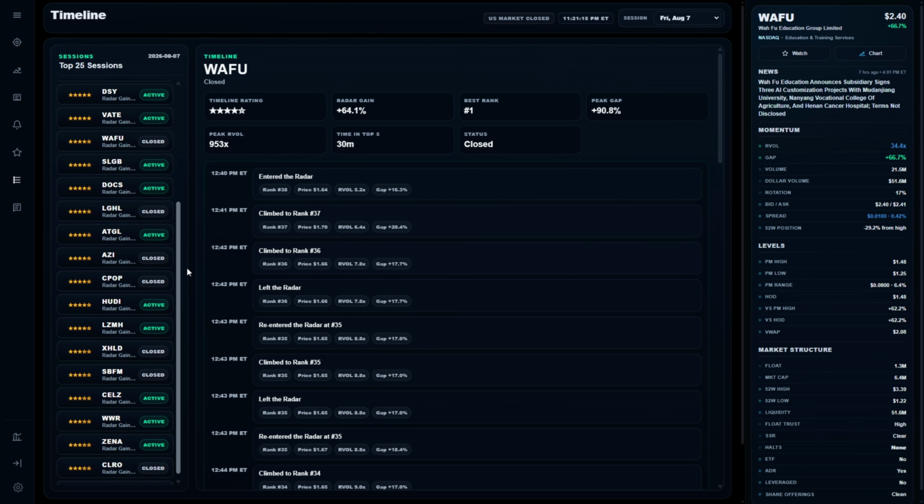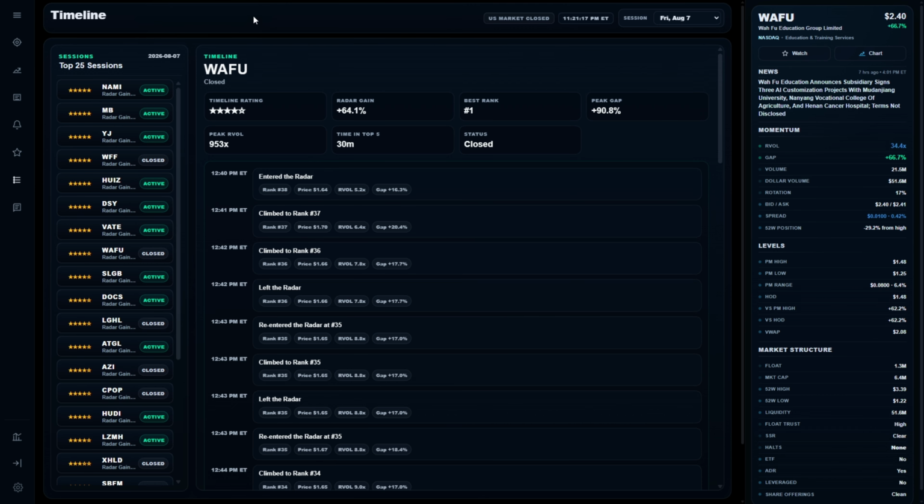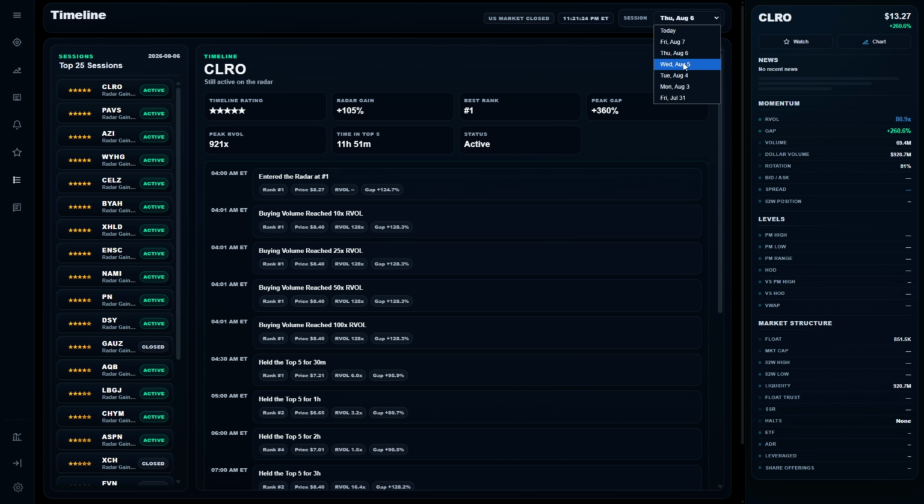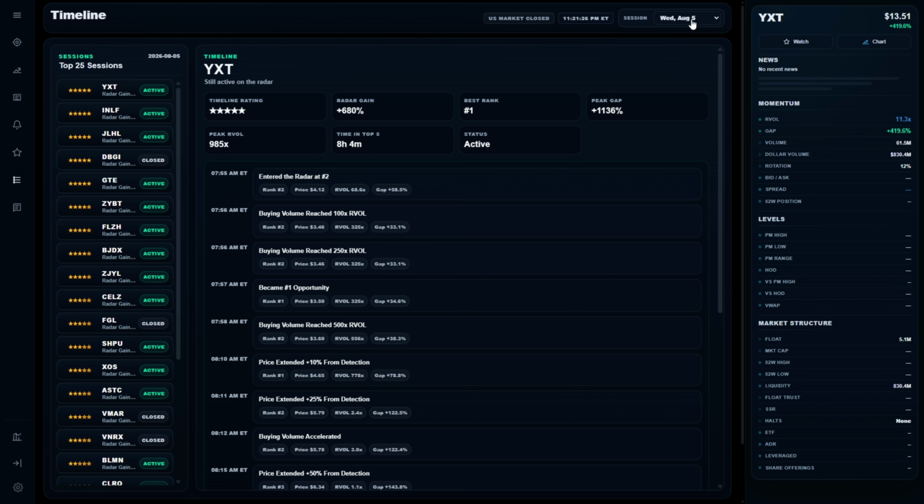Timeline is also a valuable learning tool. Reviewing previous momentum stocks allows you to study how successful moves developed, helping you recognize recurring patterns over time.